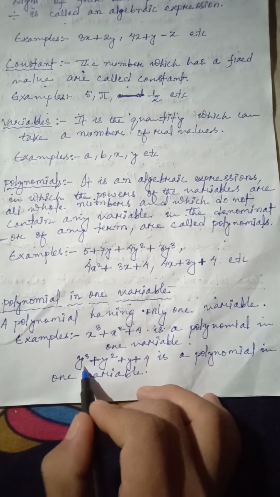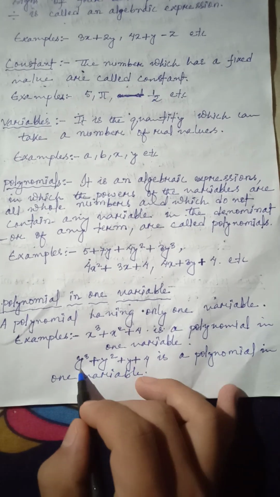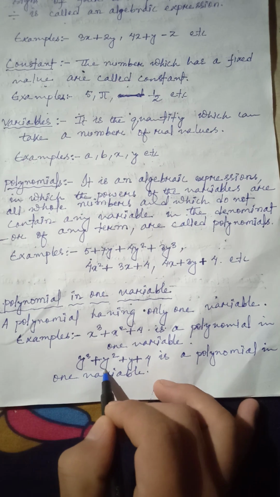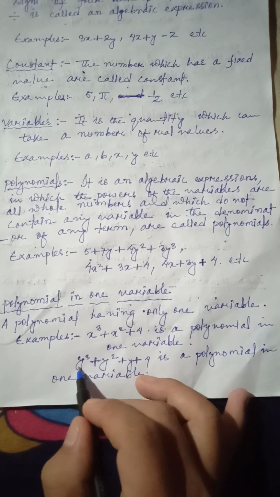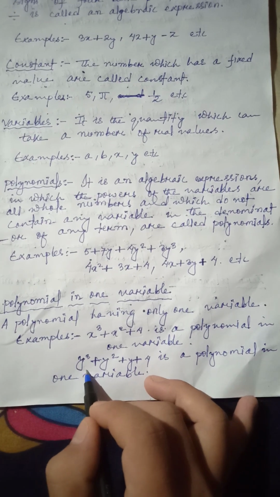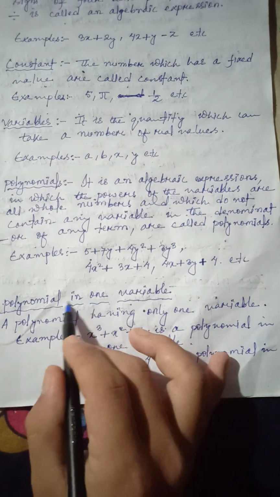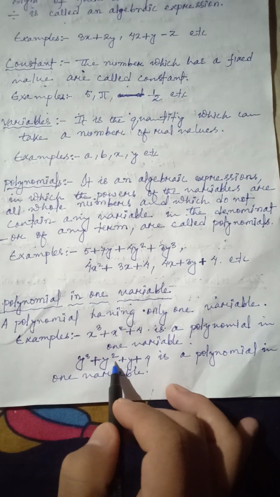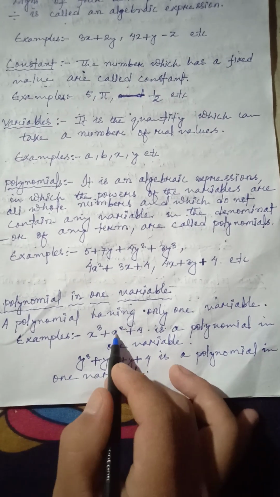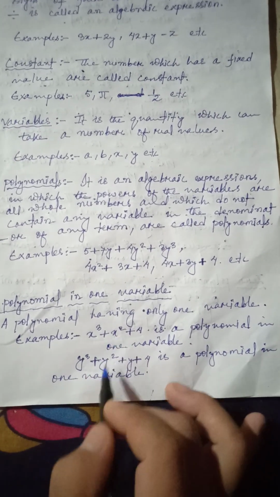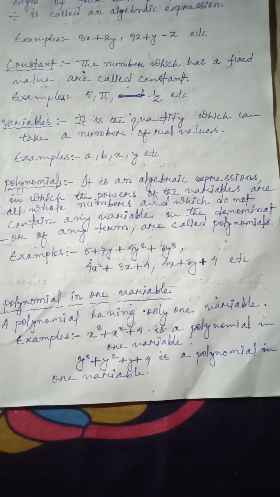And here we are given one more example, that is y cubed plus y squared plus y plus 4. Here the variable that is given to us is y. Even here it is y, even here it is y. So all the variables should be the same in a polynomial in one variable. If a polynomial satisfies these conditions, or has only one variable, then we call it a polynomial in one variable. Okay?